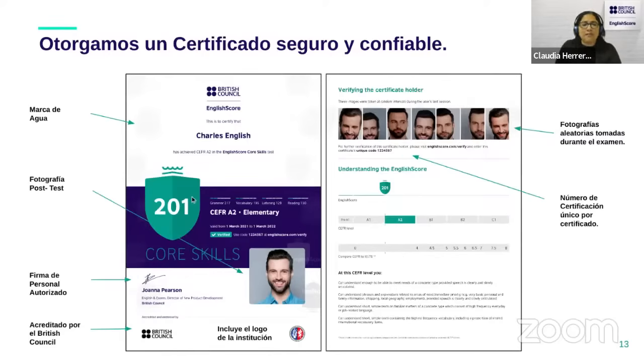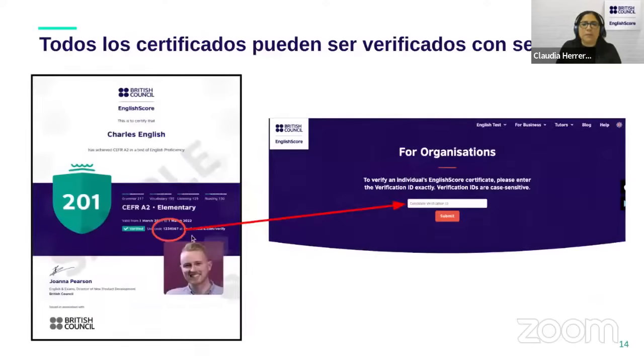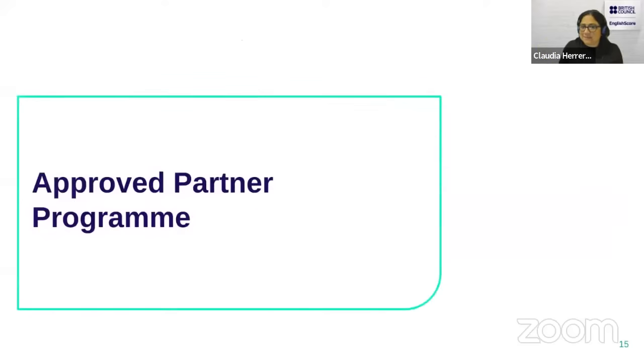Como podrán ver, este es un certificado verificable en todo momento porque cada certificado tiene un código único de verificación. Ustedes van a nuestra página web y simplemente ingresan el número del certificado y verifican en ese instante que ese certificado exista. Nuevamente, esto no es tradicional. No vamos a tener que mandar un correo a alguien para que nos responda en 2 semanas si ese certificado existe o no existe.